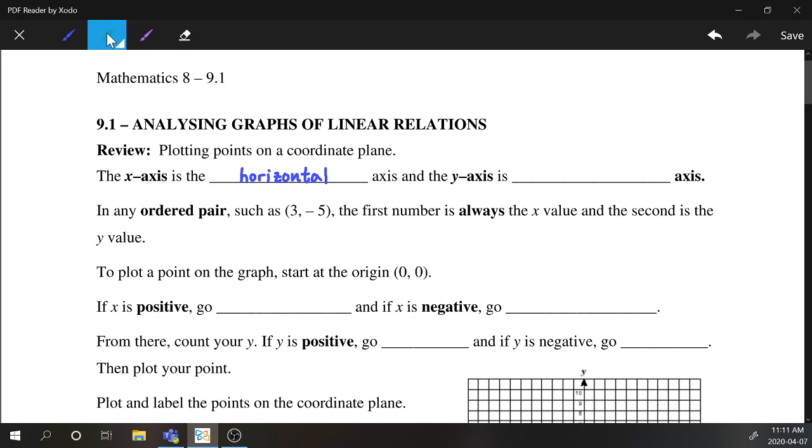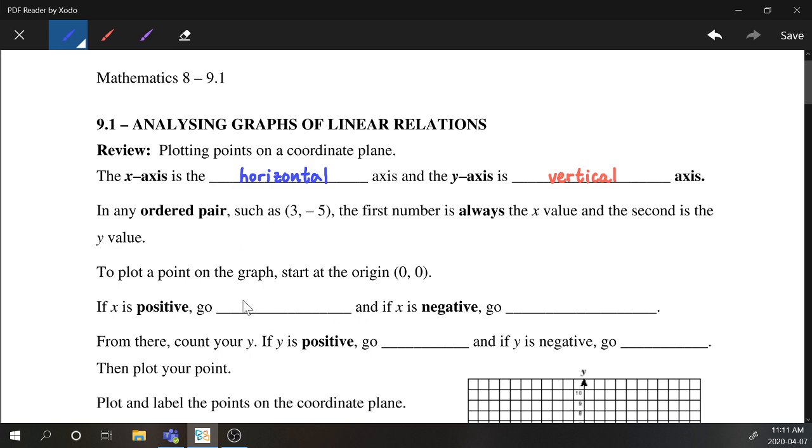and that, of course, the y-axis is the vertical axis. So we have what's called an ordered pair. It will look like something like this right here, 3 comma negative 5. The first number is always the x value, which is horizontal, and the second value is always the y value, which is vertical.